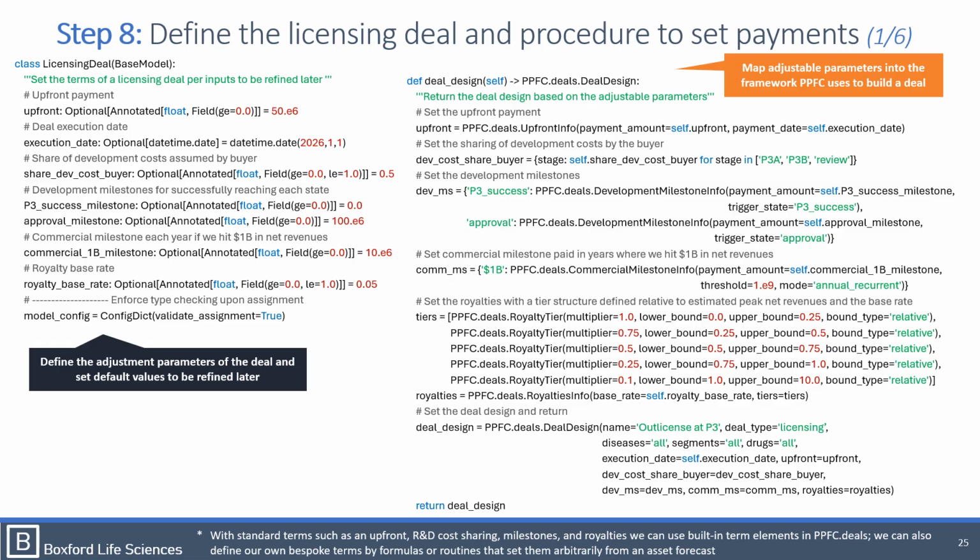And then we combine that tier structure with the base rate to get the overall specification of the royalties, and then we just collect all that information of the different milestone payments, cost sharing, commercial payments into a deal design and return it. Here we have just a standard structure. We also have ways that you can define arbitrary types of terms that work however you want to define it in order to define a set of payments.